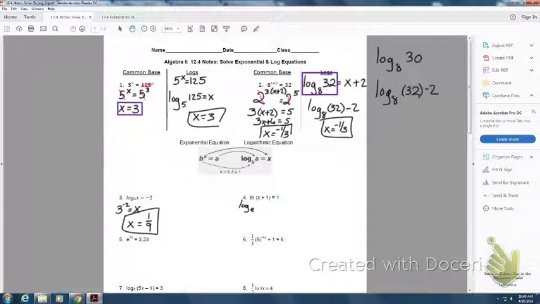Now you don't have to rewrite it. Okay? In fact, I wouldn't rewrite it. I would just put a little E telling me that my base is E. But with that being said, you're never going to see natural log base E. It's either log base E or natural log. Okay?